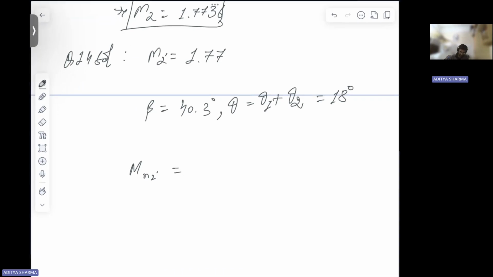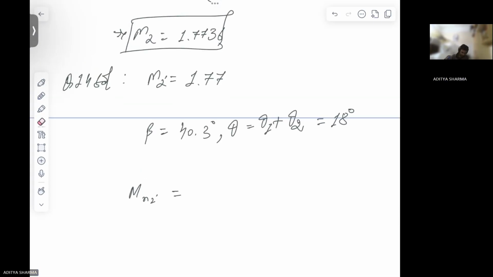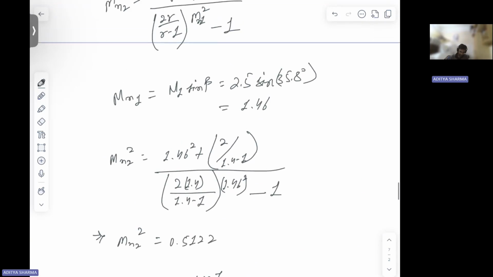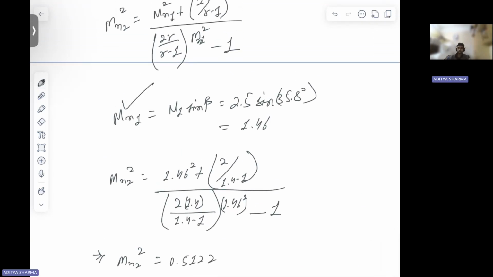Okay. So in that case, your beta 2 becomes 60 degrees. Right. Now we can calculate this Mn2 dash. So this Mn2 dash is analogous to this Mn1. Okay. So Mn2 dash is analogous to Mn1 here.